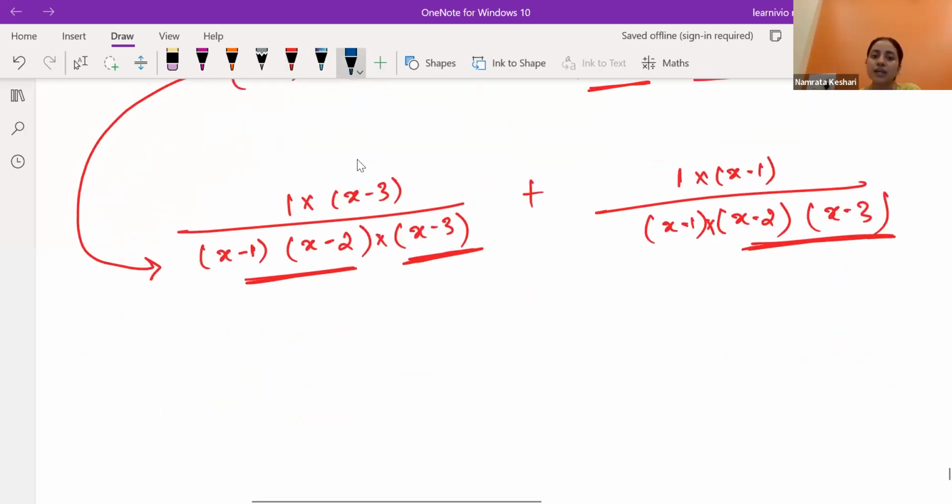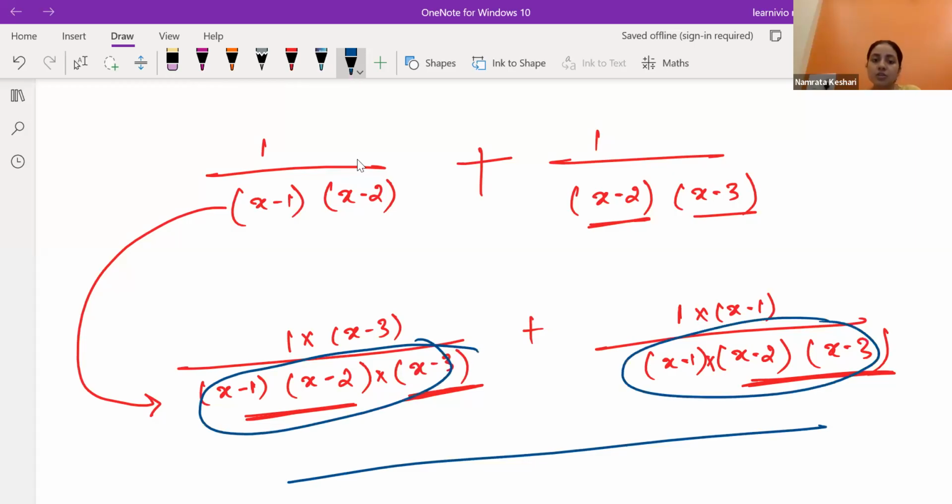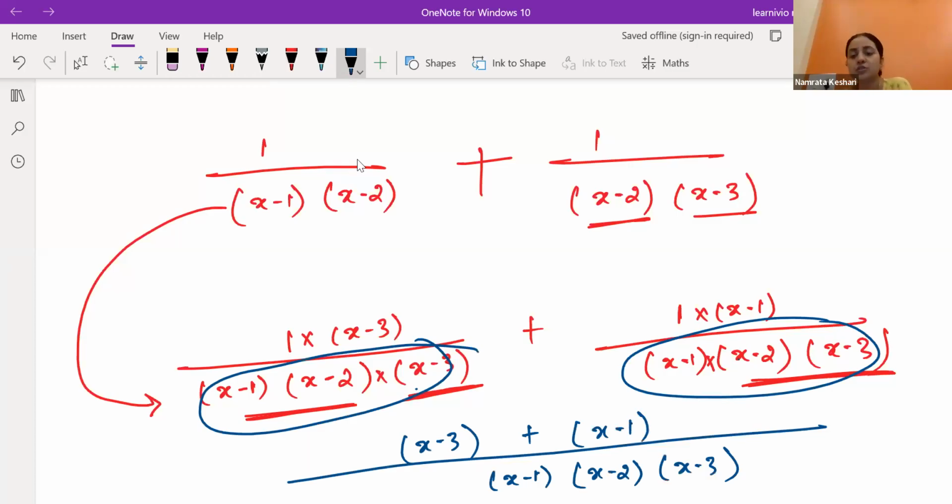You understood, right? This step now can be written with one common denominator. This one and this one are exactly the same, so rather than writing it two times, we write it together, and we write over here x minus 3, and over here x minus 1. Any confusion, Zoha?